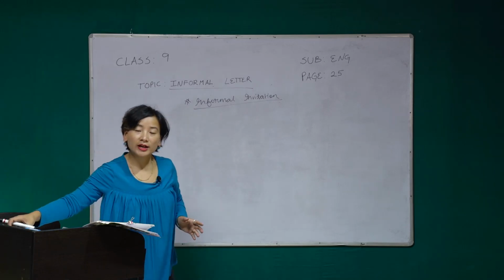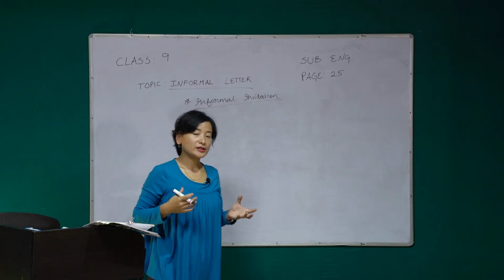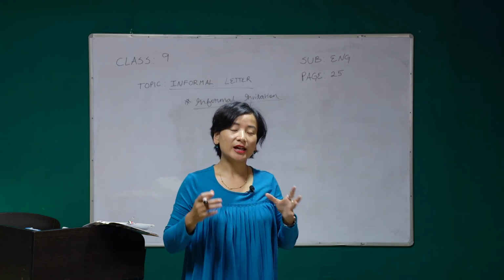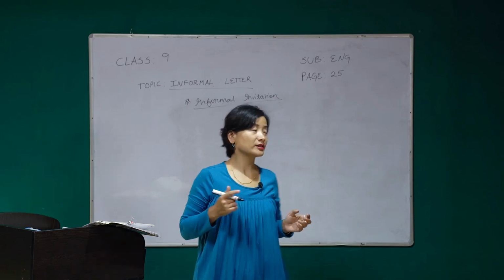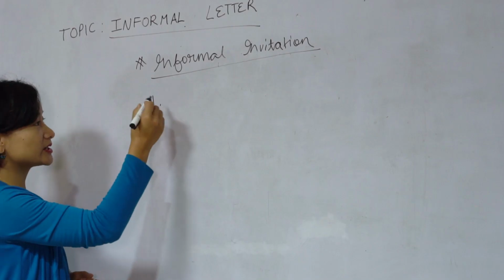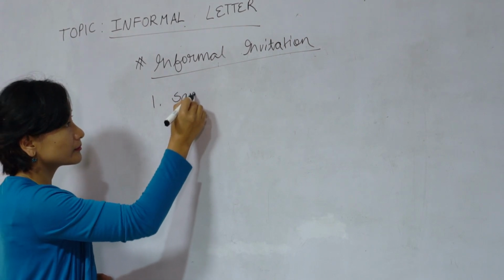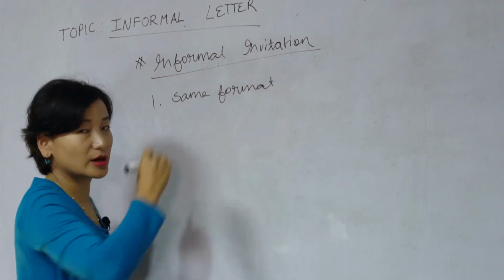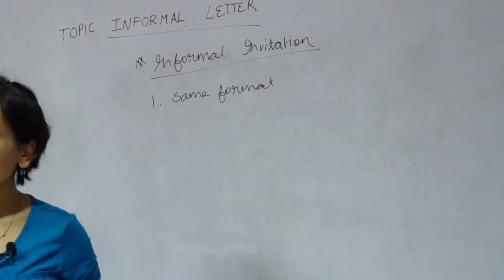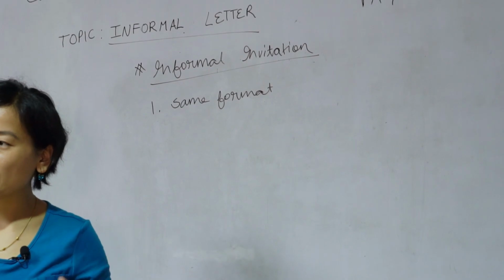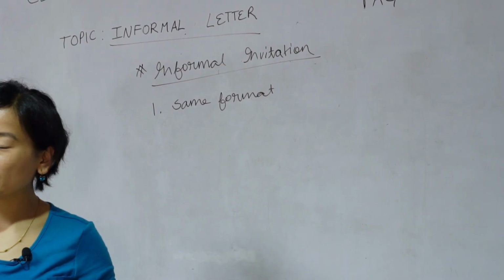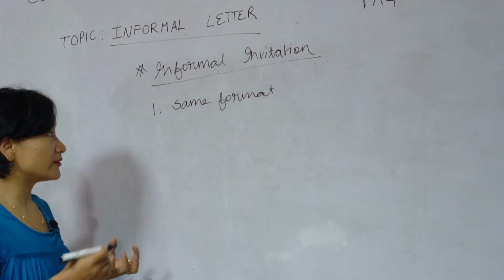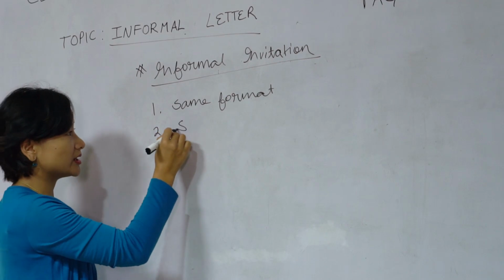Informal invitation, you write this down, it follows the same format, all right? Just as we have discussed about informal letter, it follows the same format. So point number 1 is same format. In other words, the structure that we talked about, that everything is on the left-hand side, the sender's address, the date, the salutation, and so on. The only difference that you will find here is the subject, all right? You would have to give a specific subject here.